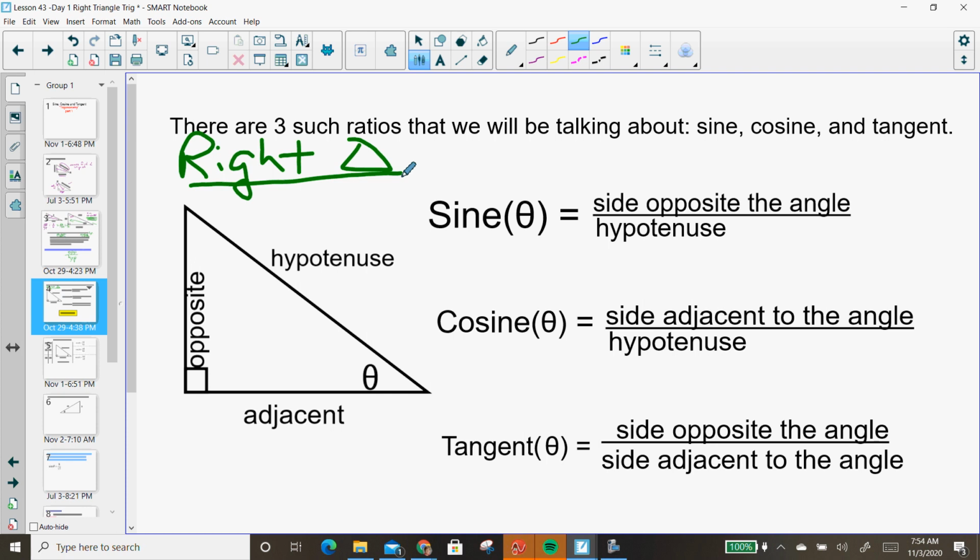I'm going to give you a little saying that'll help you remember which one's which. So for this angle, once I pick one of the not 90-degree angles, I can think about the opposite side, the adjacent side, and the hypotenuse. Sine for this angle will be how long the opposite side is over how long the hypotenuse is. Cosine will be how long the adjacent side is over how long the hypotenuse is. Tangent will be how long the opposite side is over the adjacent side.